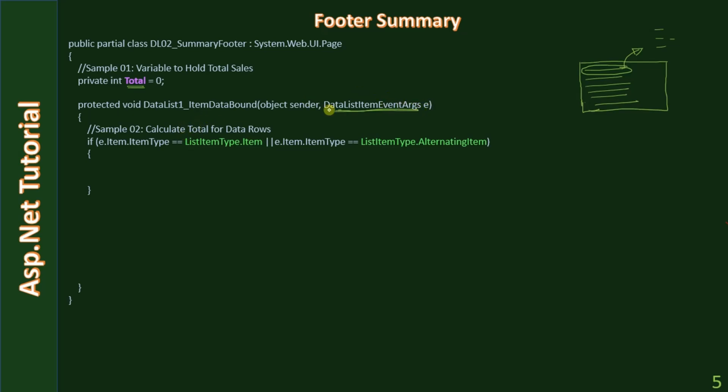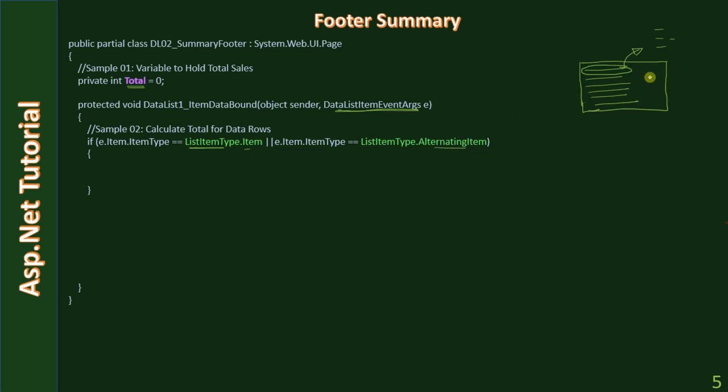So using this argument e, we check if the item type is a list item type, item or alternating item. List item type is the constant. Why? Because we are using the data list, right? So from this DataListItemEventArgs, we are checking the enumeration constant ListItemType, whether it is item or alternating item.